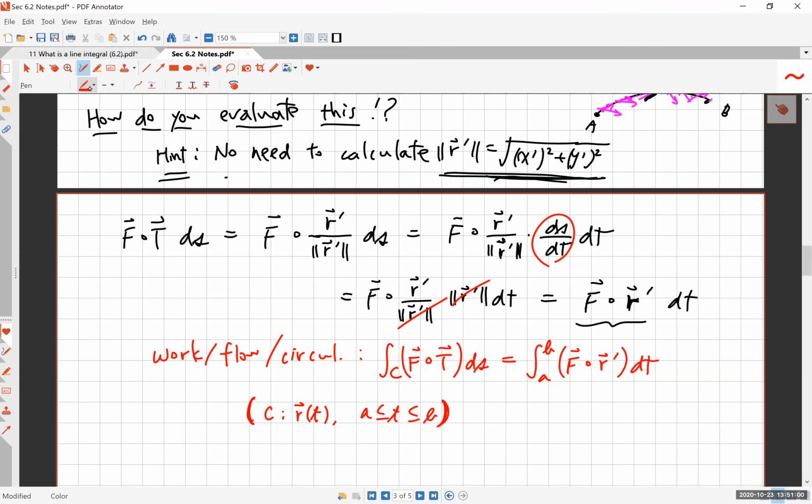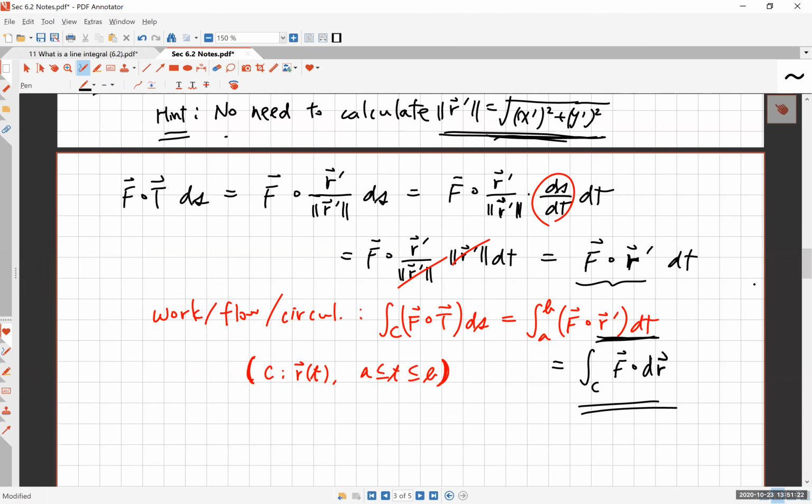And because this is a dot product, okay, watch this. Because it's a dot product, sometimes people even write this as F dot dr. So this r prime dt is sometimes abbreviated with d with a vector r. If you see this expression, it's easy to remember because this sounds like one of those past presidents of the United States, right? You see that? FDR.